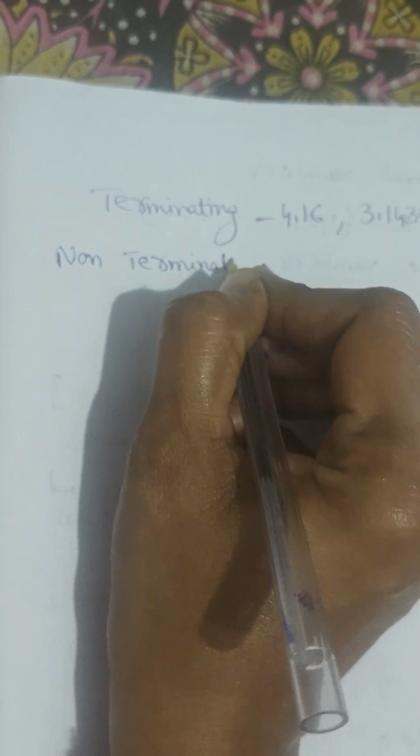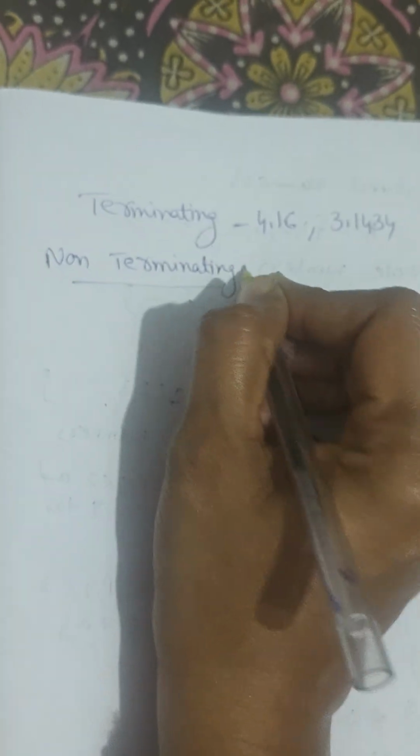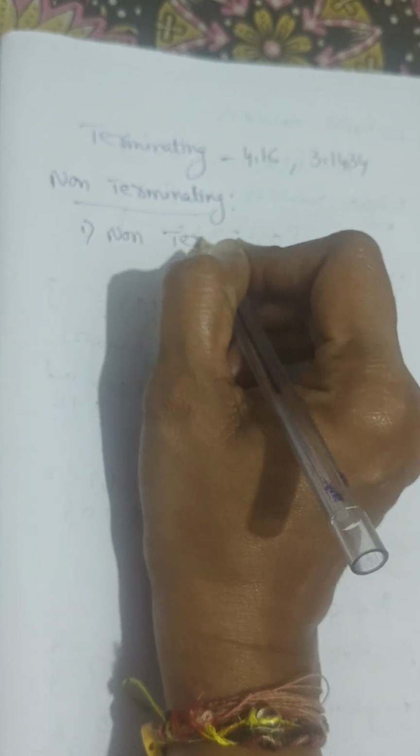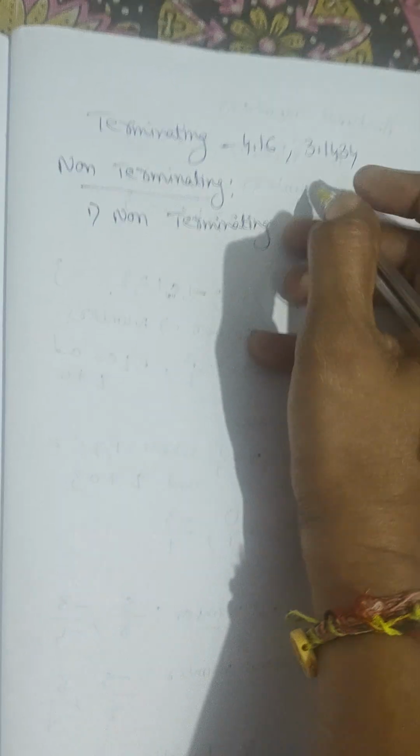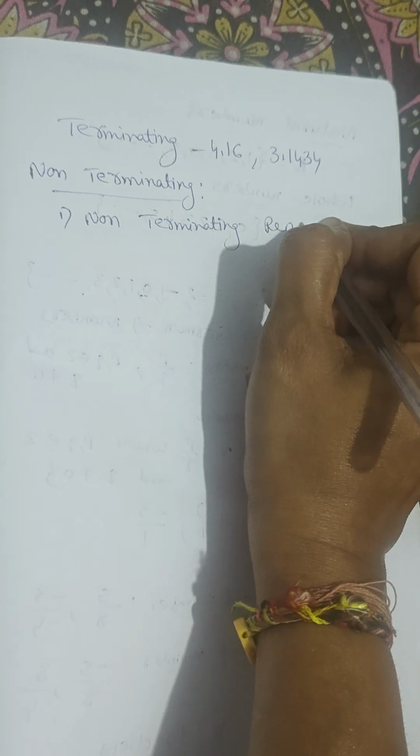Next we have non-terminating decimals. In non-terminating decimals, we have two types. First one is non-terminating repeating decimal.